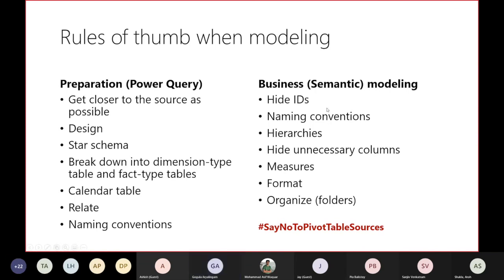And again, hide IDs on your model because nobody's going to analyze based on those. Again, naming conventions are important even on the business layer. Create hierarchies to make analysis easier. Hide all those unnecessary columns. Create measures. Okay, first create your facts, and then on top of those facts, create the measures and hide those facts.